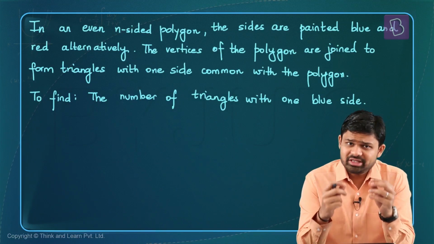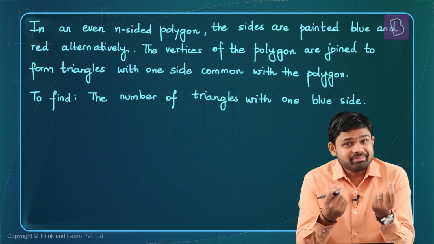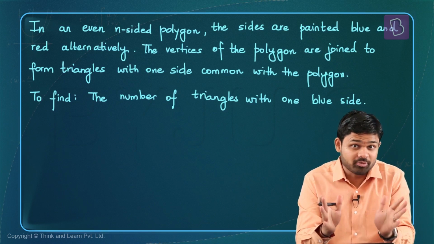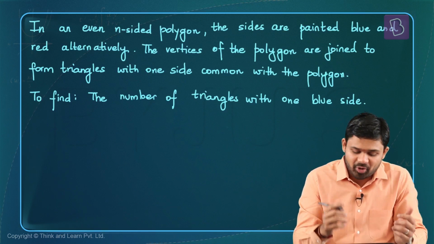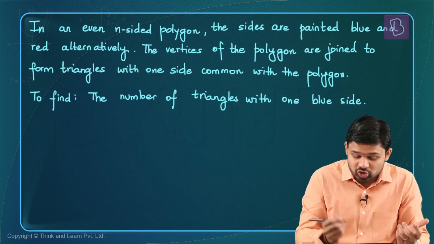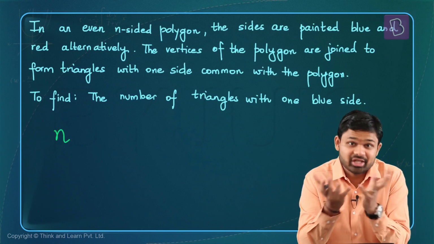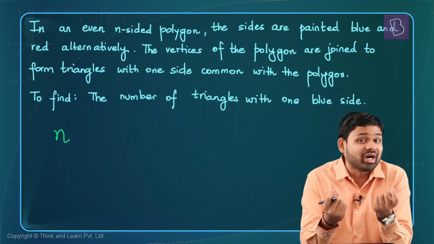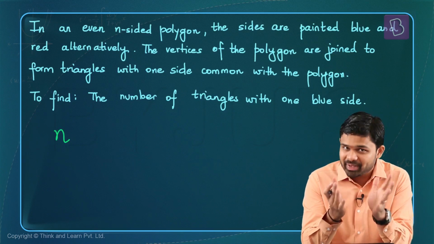So to join vertices of a polygon to form a triangle with just one common side, it is mandatory that you choose one of the sides of the polygon and not more. Just one side of the polygon has to be chosen. So an n-sided polygon has n sides. So you can choose one of the sides in n different ways, correct? Now, one of the sides would mean you've already got two vertices of the triangle. You need a third vertex of the triangle to complete the triangle.